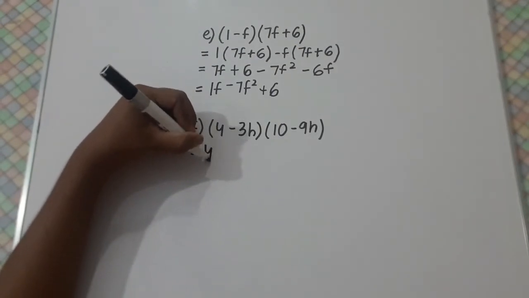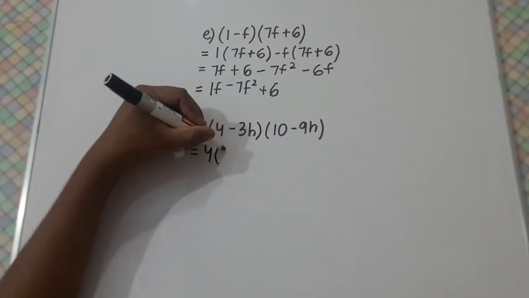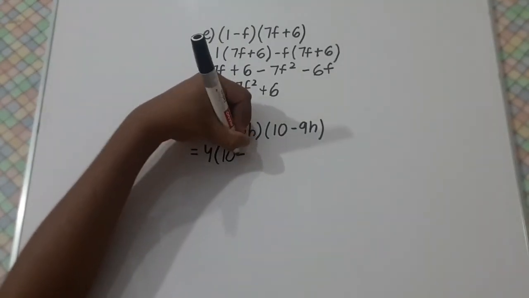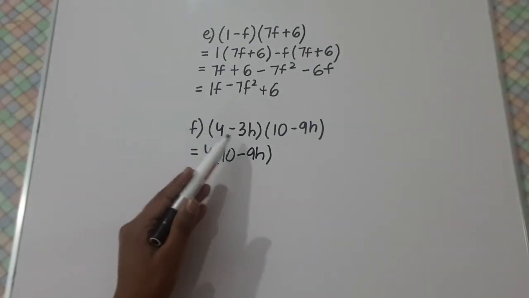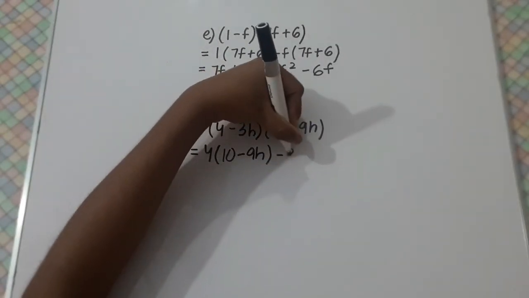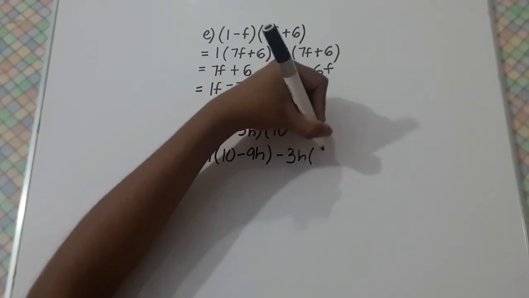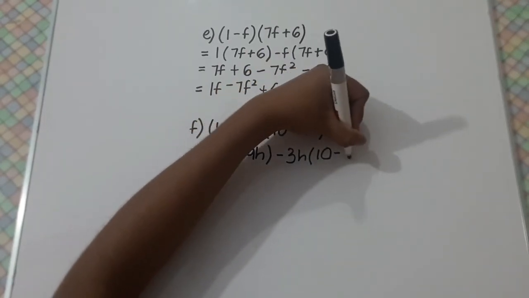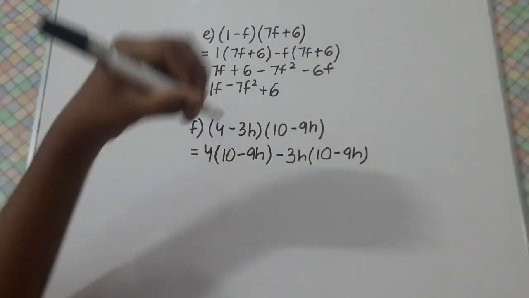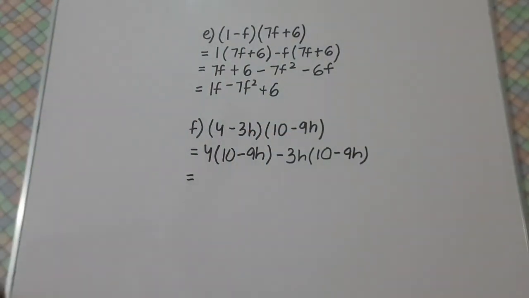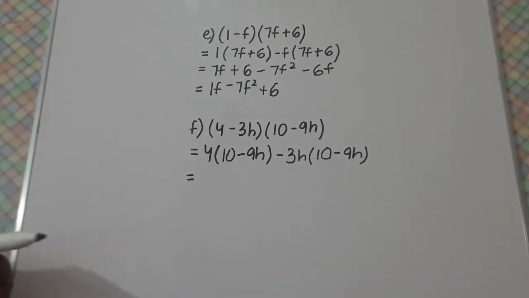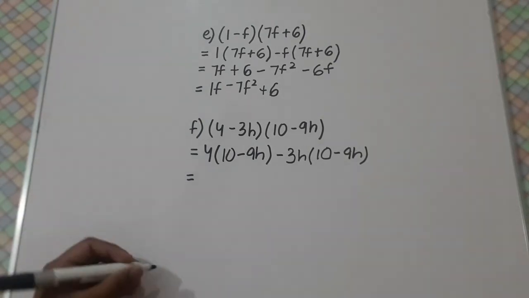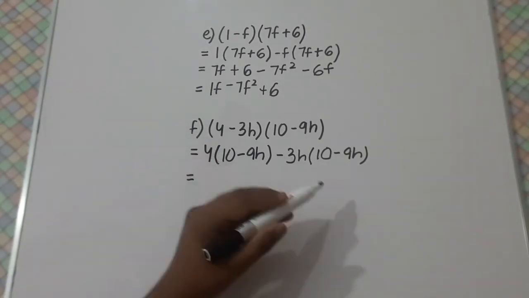So it's 4 and the last bracket, that is 10 minus 9h, then minus 3h, and the bracket again 10 minus 9h. So the question is now, in the first three parts we have seen the questions were a bit easy, but the format is the same in the whole process in all parts, but the figures are a bit changed. So we are going to solve both brackets.